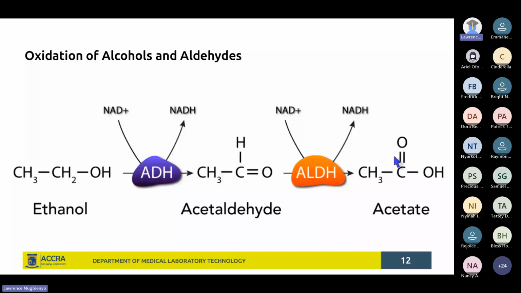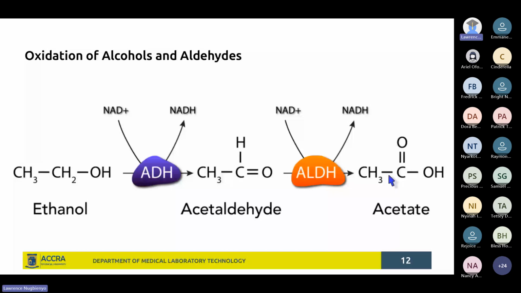And of course, as it's converted to acetic acid, the next thing is that you have coenzyme A that can conjugate with acetic acid to give you acetyl-CoA. And acetyl-CoA, what will happen? Acetyl-CoA will go into the TCA cycle and generate energy.